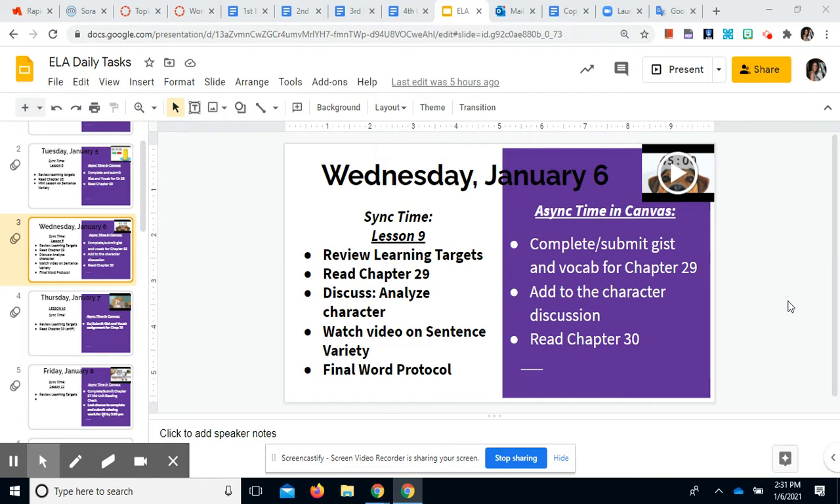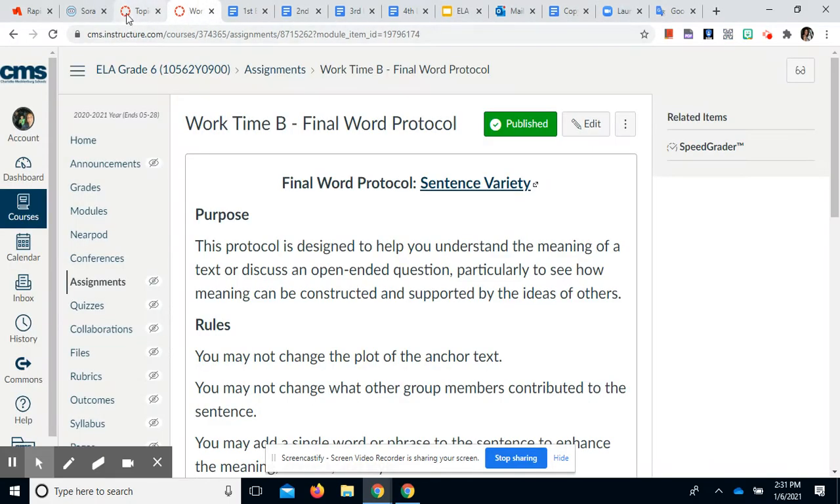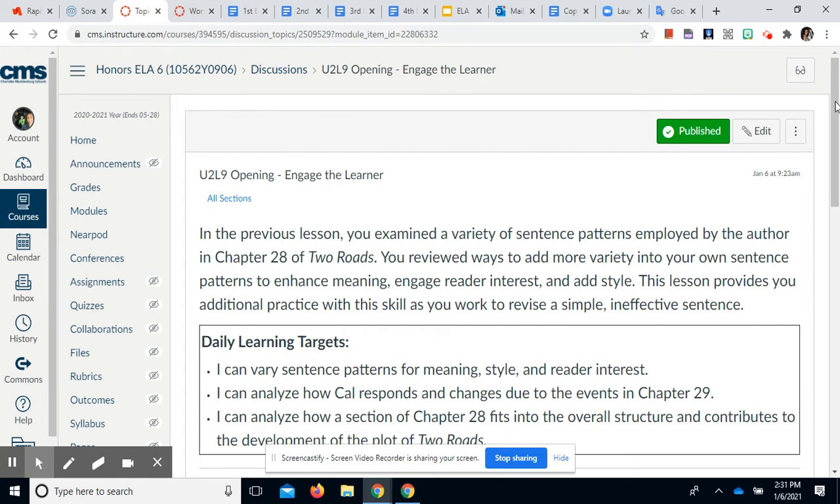The homework assignment is to complete and submit the gist and vocab assignment for Chapter 29. You can add to the character discussion, and then tomorrow we will be reading Chapter 30, our final chapter of Two Roads. So let's take a look at our opening.